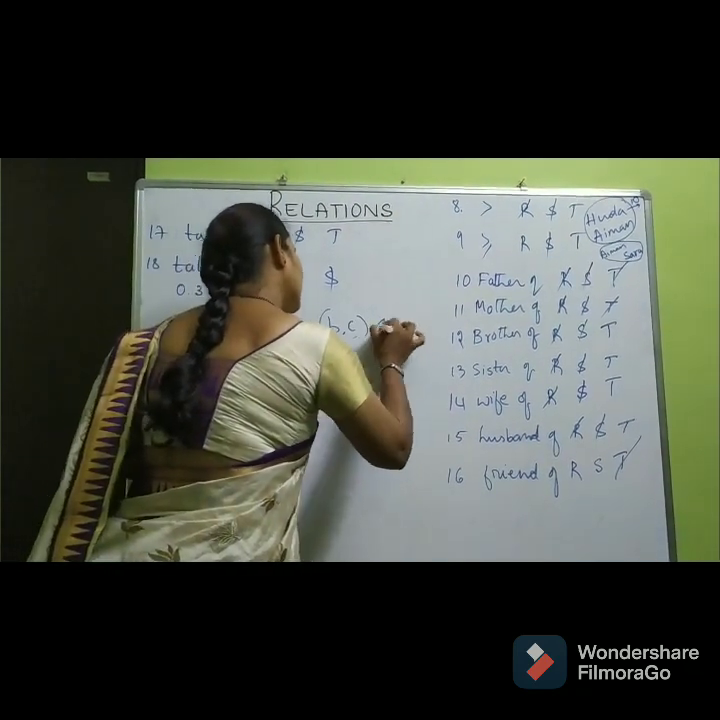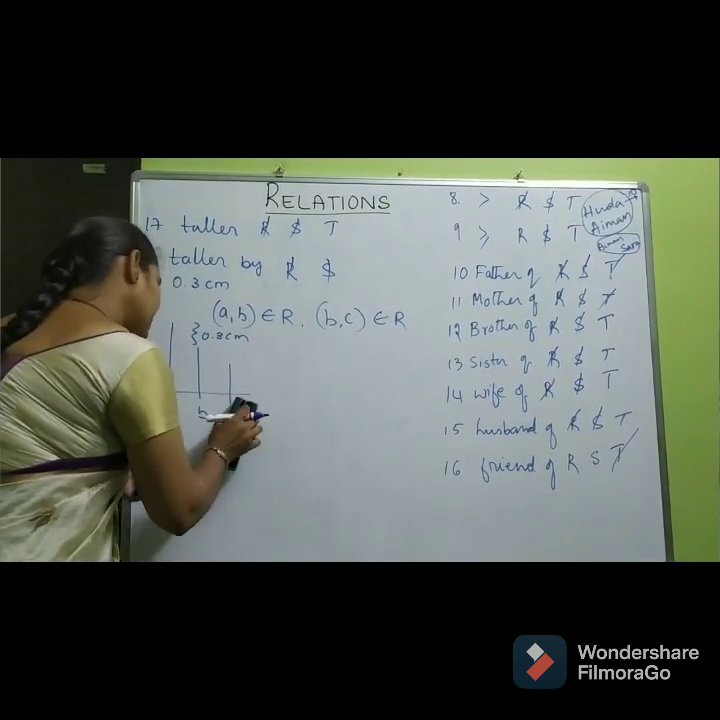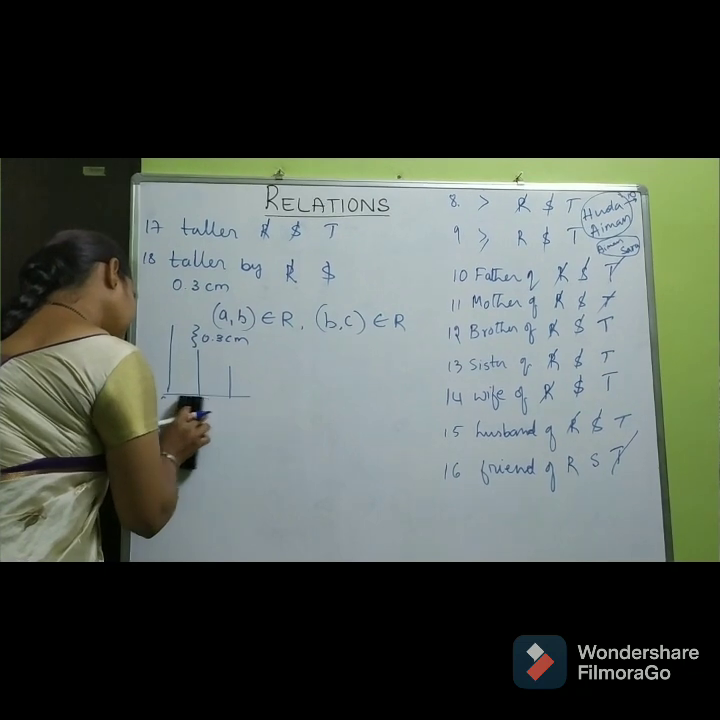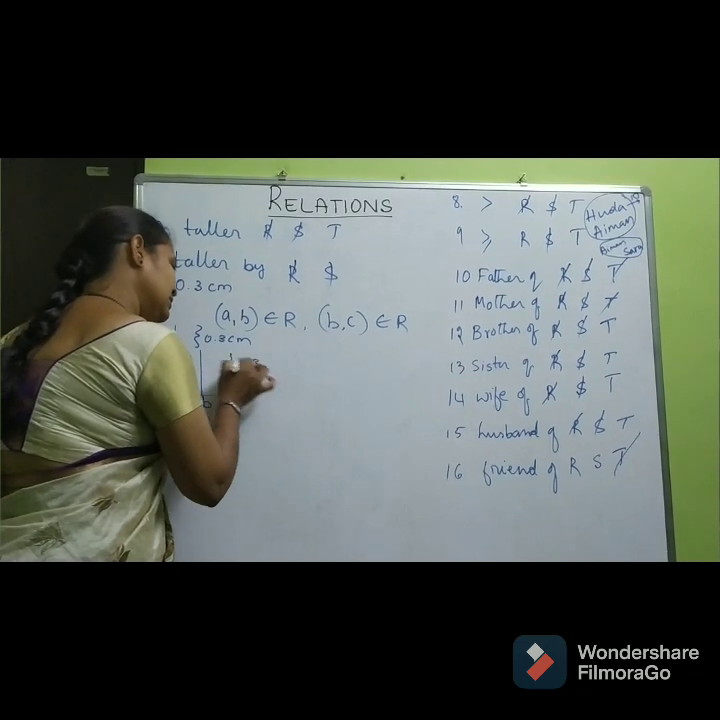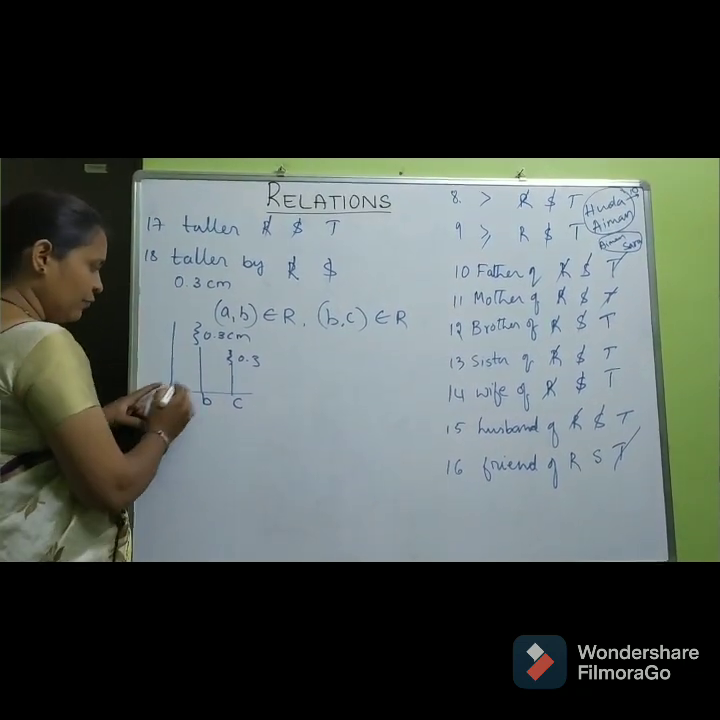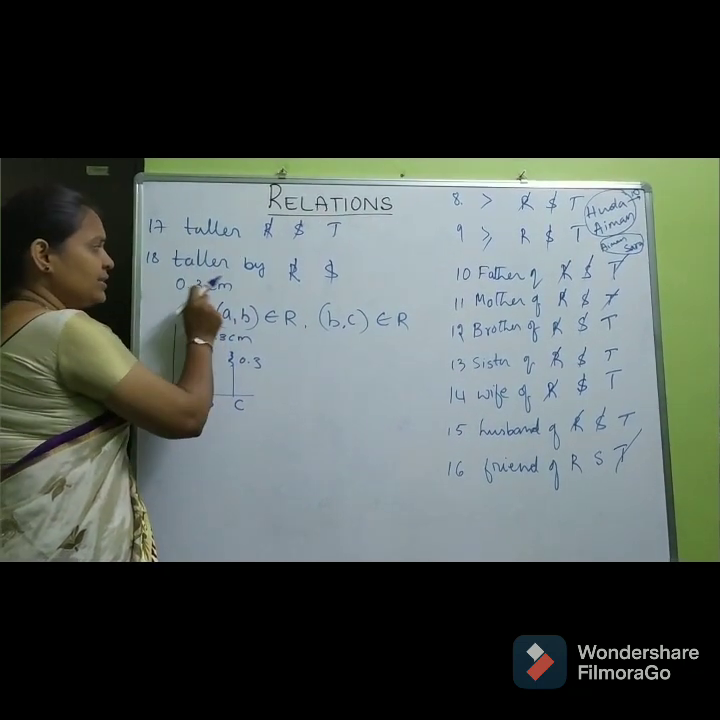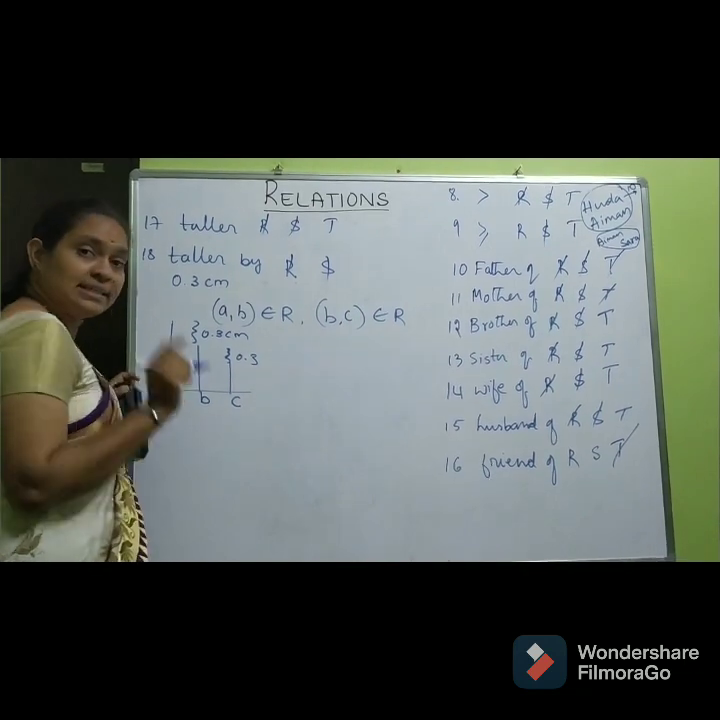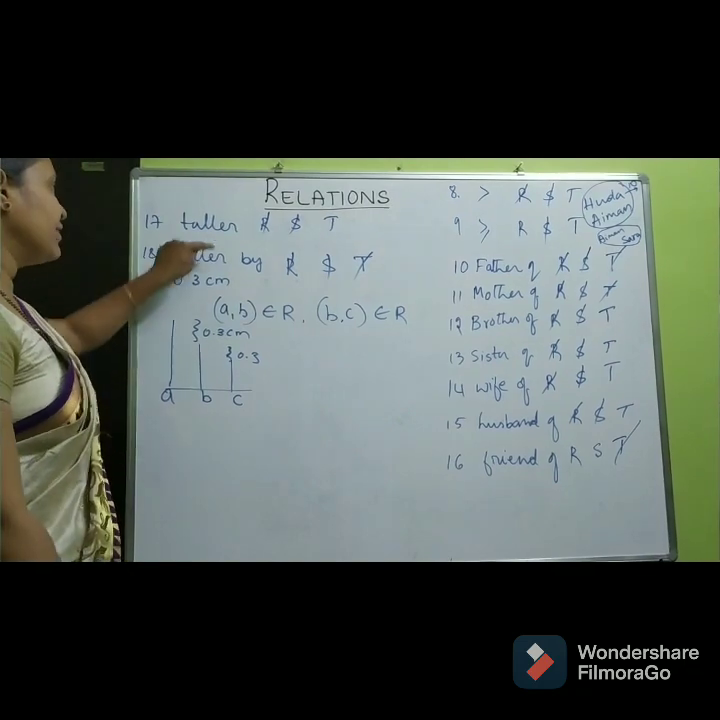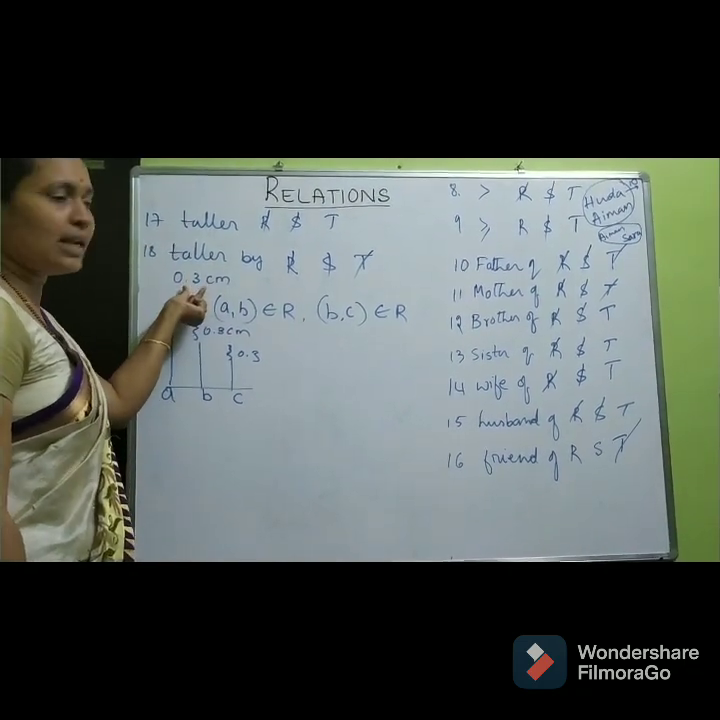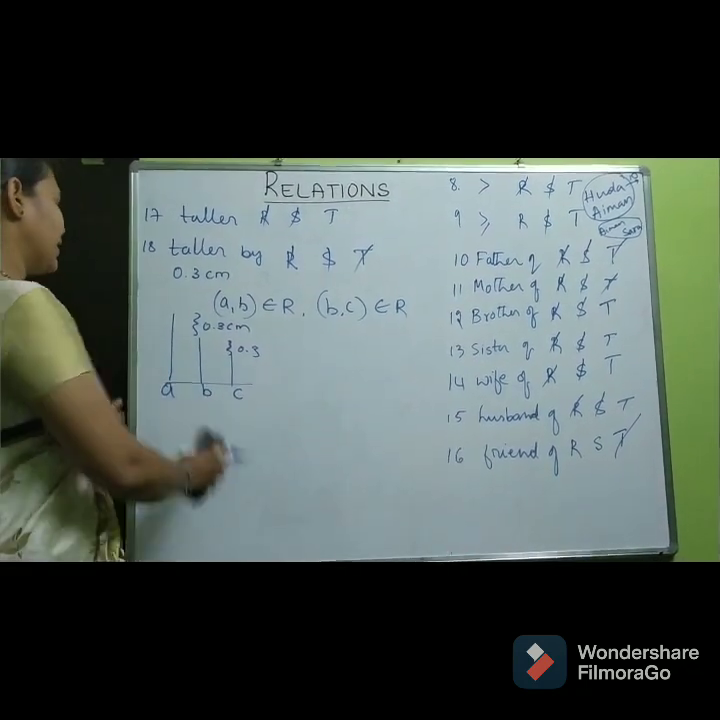Now BC belongs to R means B is 0.3 centimeter taller than C. Now compare A and C. It has become more, no? Not 0.3. The relation is taller by 0.3 centimeter, but it has become 0.6. Therefore, it is not transitive. You have to be very careful whether they have given only taller or taller by a certain number. If a certain number is there, it is neither reflexive nor symmetric, and not transitive. Okay. Next one.